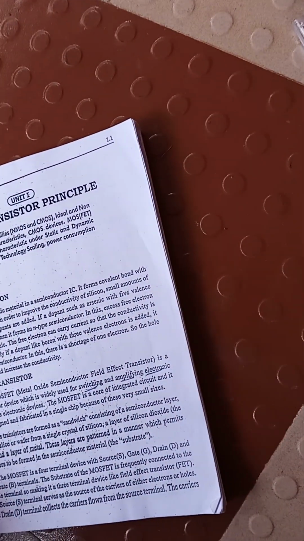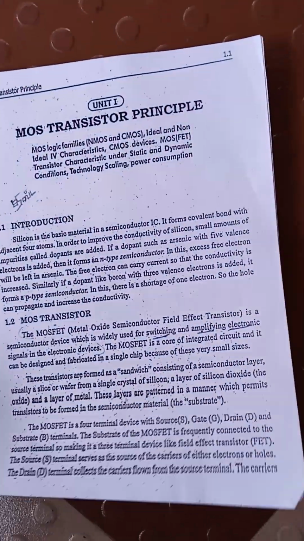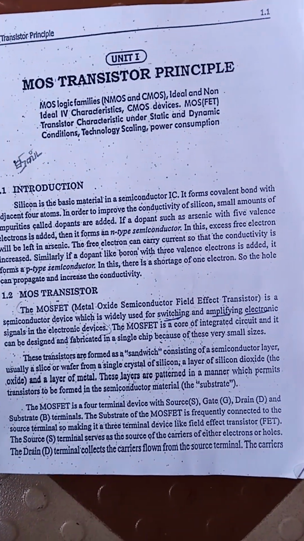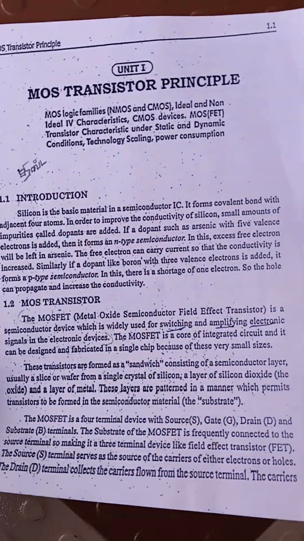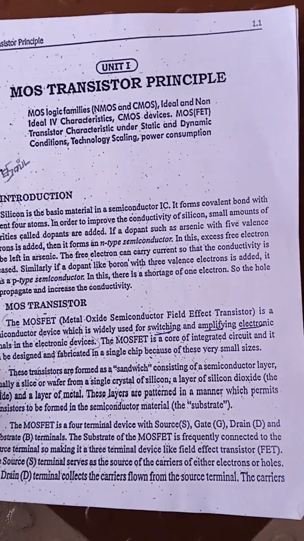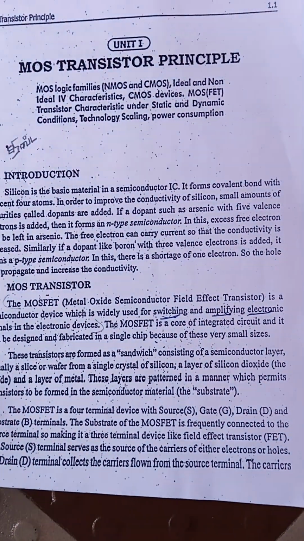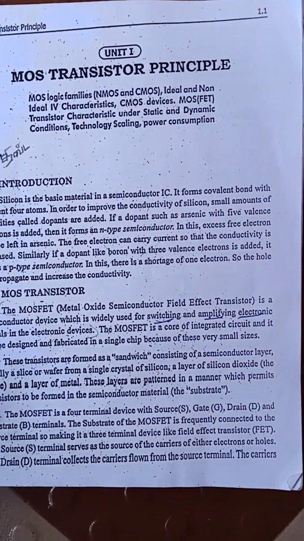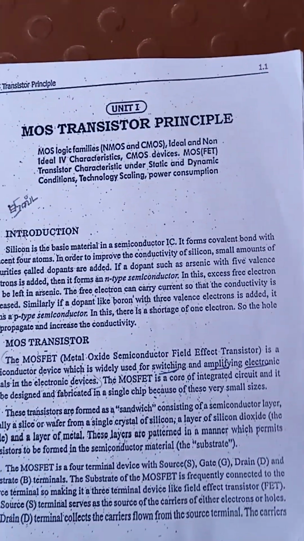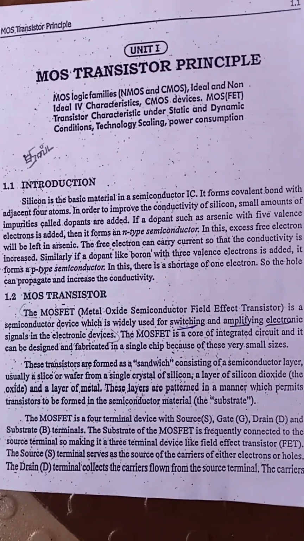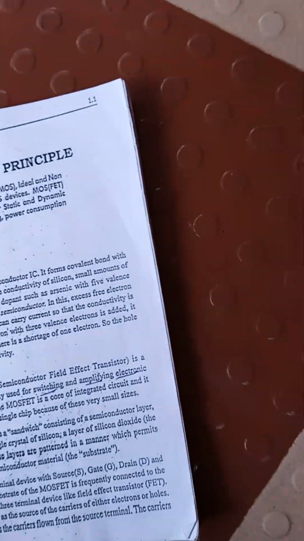There are three configurations: common source, common drain, and common gate. Based upon the terminal we use, if we choose the source as common for the input and output, it is a common source. If we choose the drain, it is a common drain configuration. Then you supply the input at the gate and collect the output at the source. These are the three main terminals: gate, drain, and source.